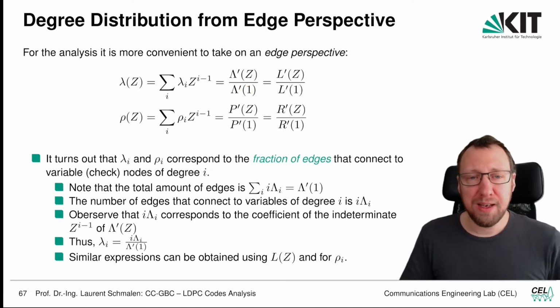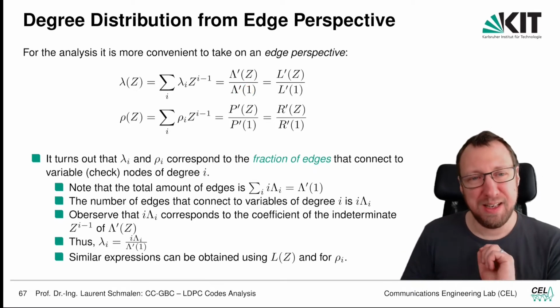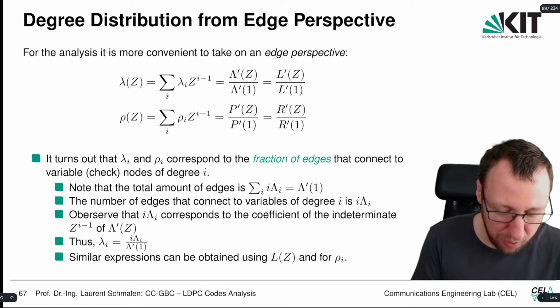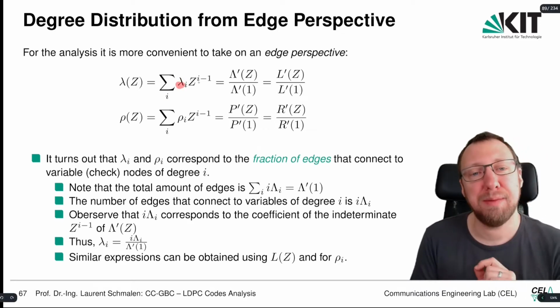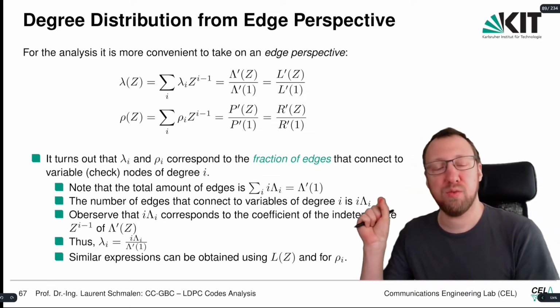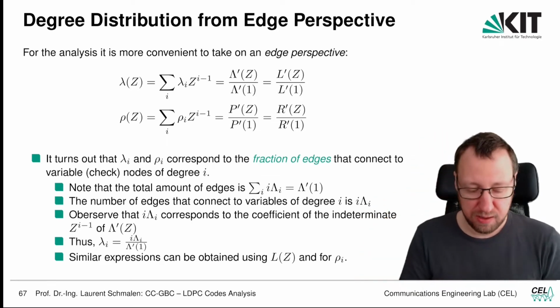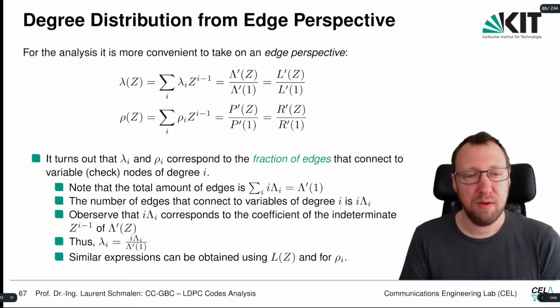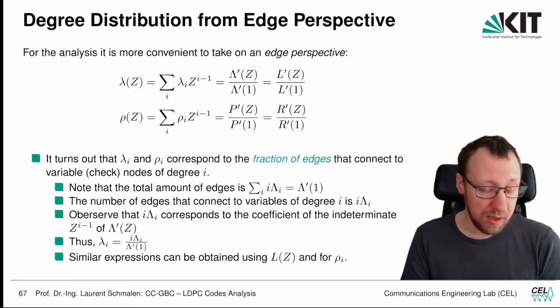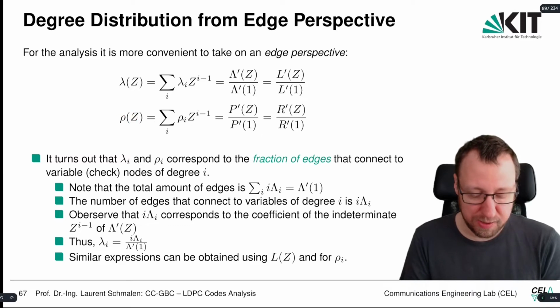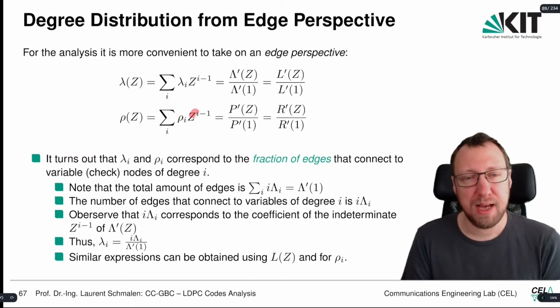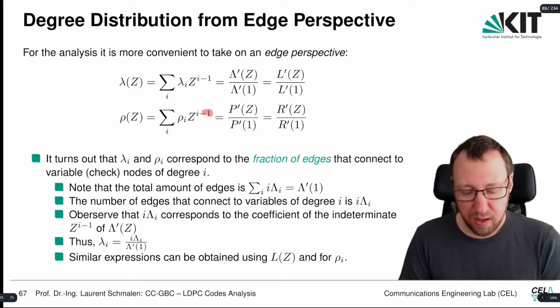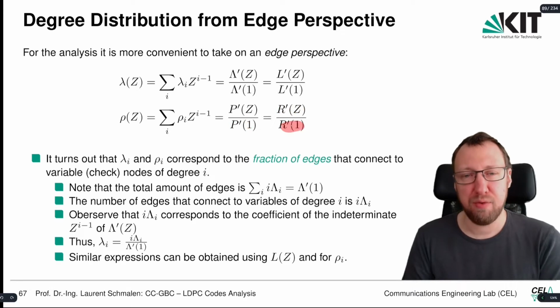And we define this polynomial slightly differently now. This is the sum over all i of lambda i times Z to the power i minus 1. The minus 1 comes from the fact that we take a derivative here. Same thing for rho of Z. This is the sum over all i of rho i times Z to the power i minus 1. P prime of Z divided by P prime of 1 is equal to R prime of Z divided by R prime of 1.